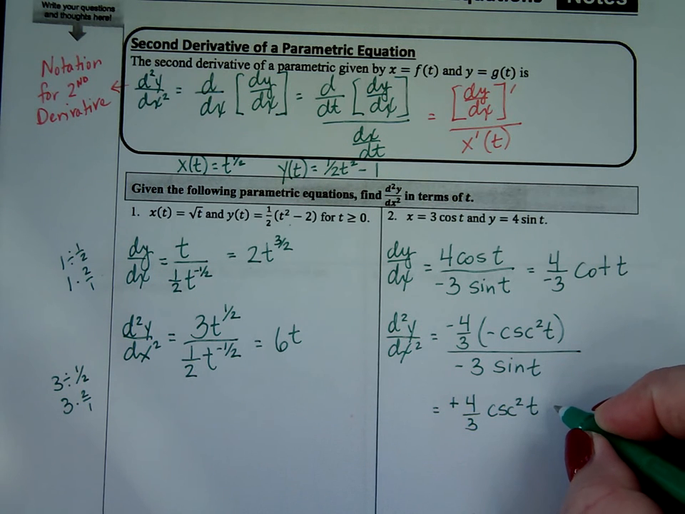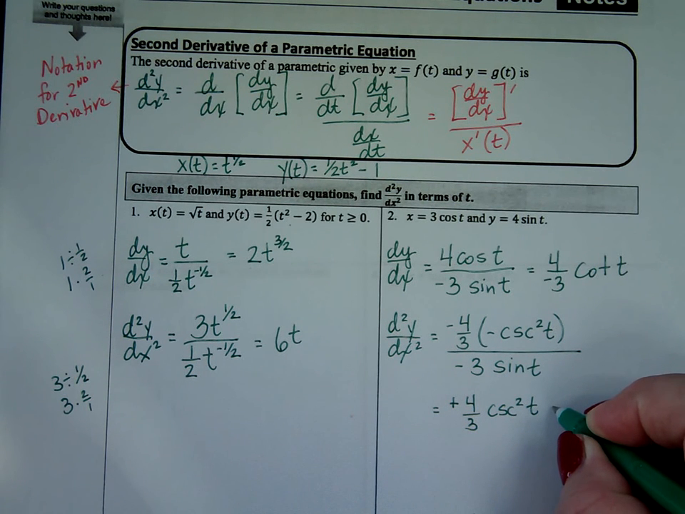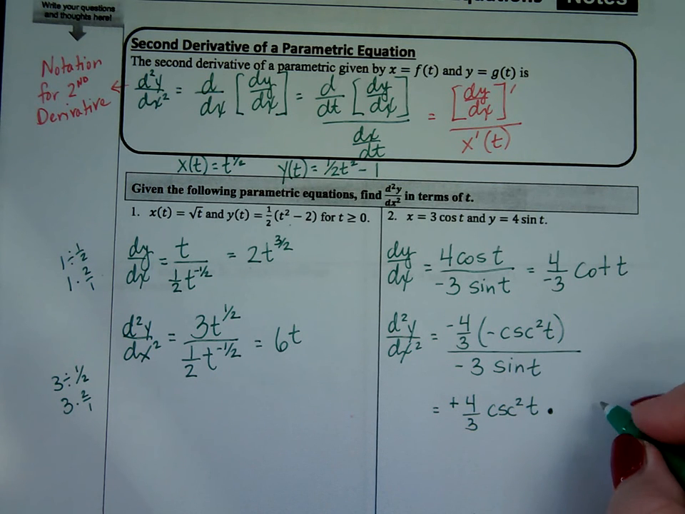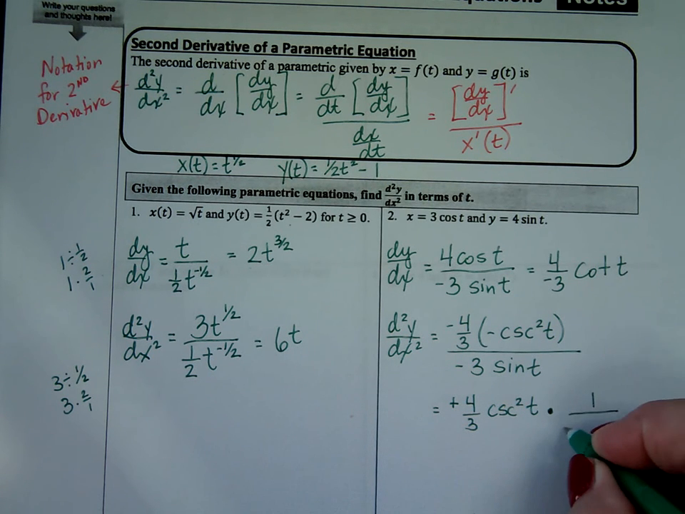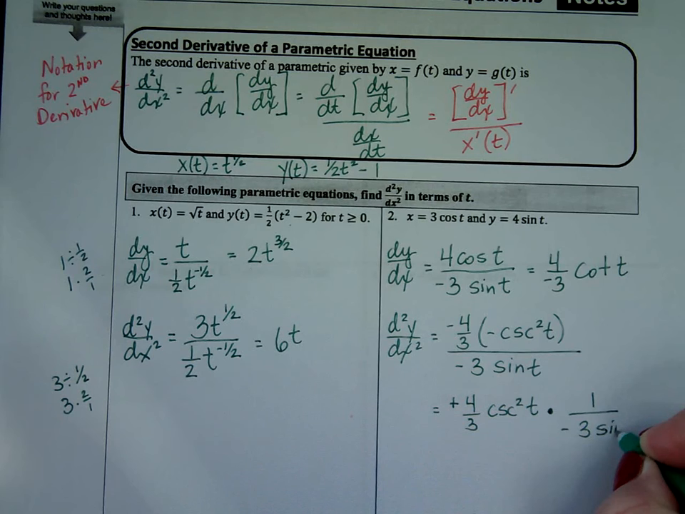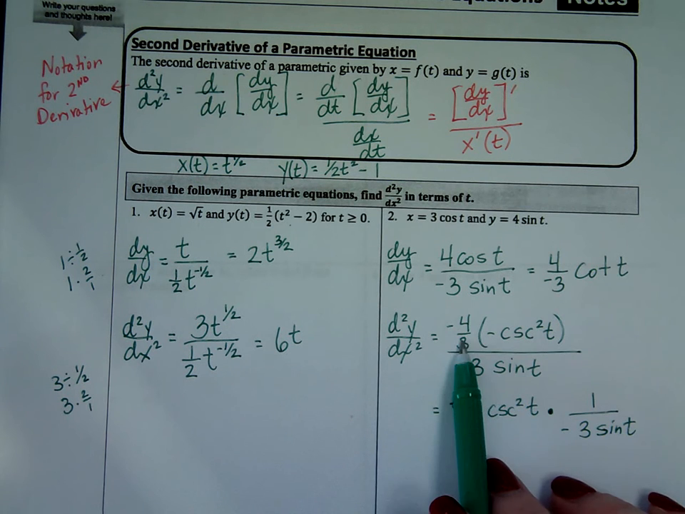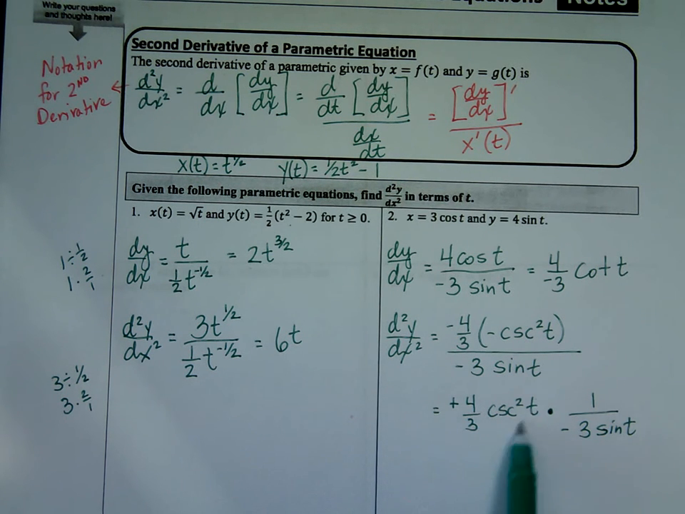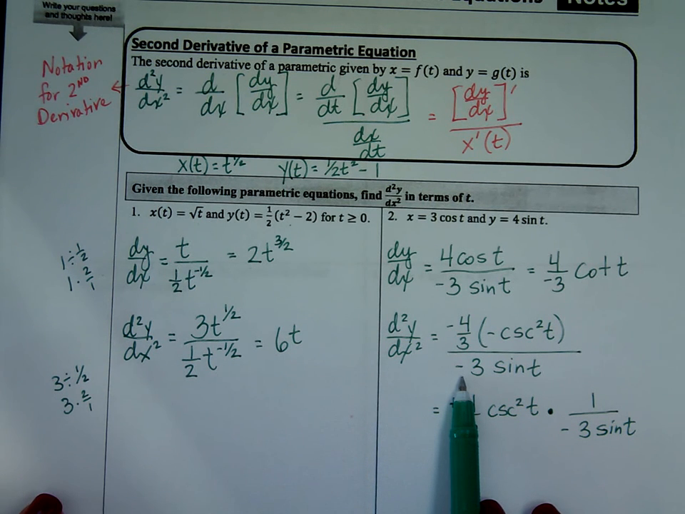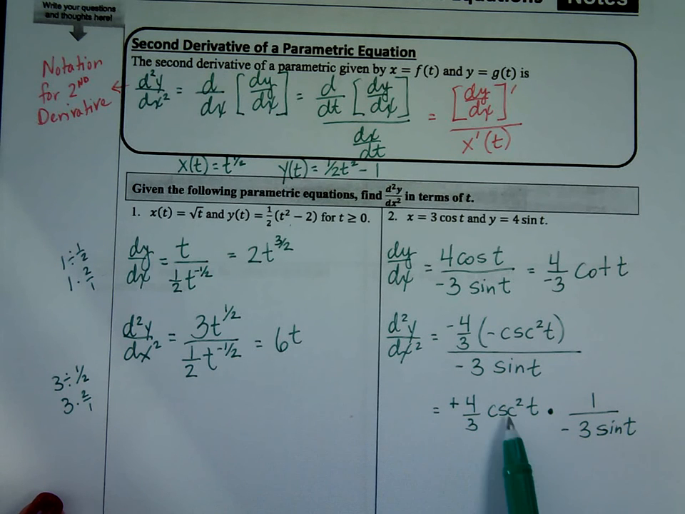And I'm dividing that by, and remember, keep, change, flip. I'm going to have to flip this, so ultimately I'm going to multiply it by 1 over a negative 3 sine of t. I'm just separating the complex fraction. So I made it negative 4/3 times a negative cosecant squared is a positive 4/3 cosecant squared. And this is divided by a negative 3 sine of t, which means it's multiplied by 1 over that. That's where I'm at.